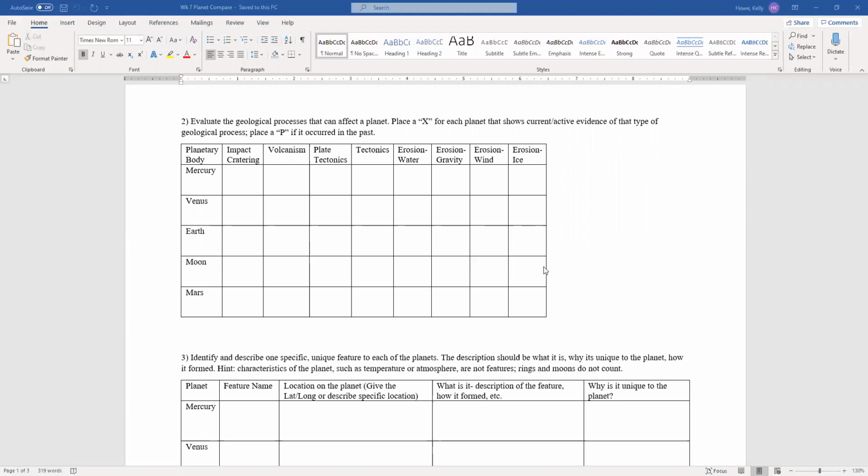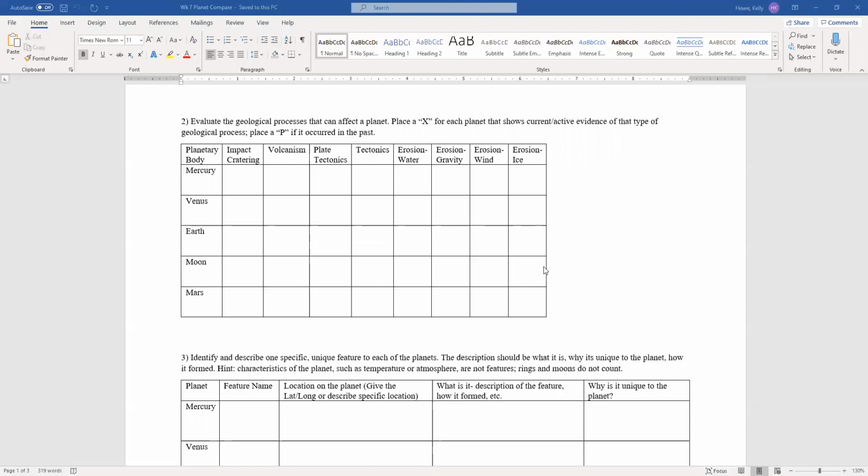Okay? And tell me an X in the column and row if the planet shows current, active, or fairly recent, geologically recent. So, we're talking a couple 100,000 years is fine for recent. An X for if it's currently having that process happen. A P if it had that process in the past but is no longer occurring present day. And think about it too.